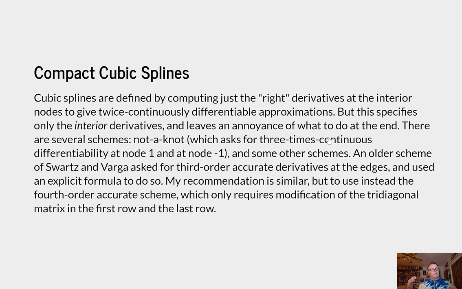I actually like the fact that you use a tridiagonal matrix to specify the derivatives at the ends, because I'm annoyed at having to choose between the not-a-knot conditions or various other schemes. You can do free splines or clamped splines or various other kinds. The older scheme of Schwarz and Varga asked for third order accurate derivatives at the edges, and that seems to be very similar to what I'm trying to do. And I don't know why their idea didn't take off, but here's something that I'm proposing. I have code for this. I made the code available on my GitHub site, so people can play with it if they like.